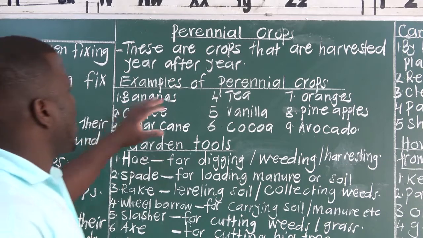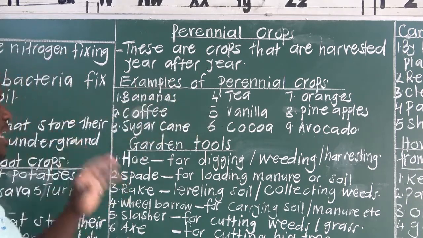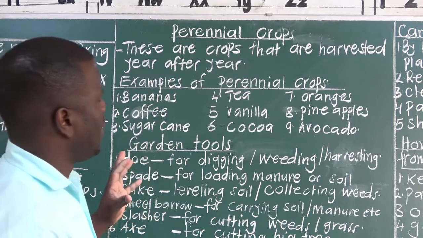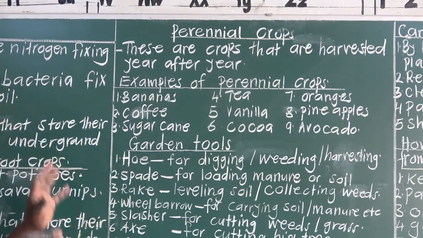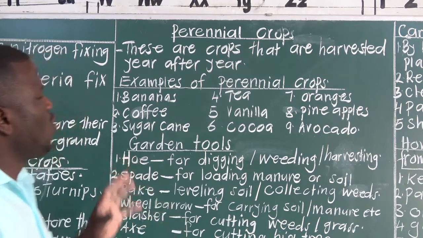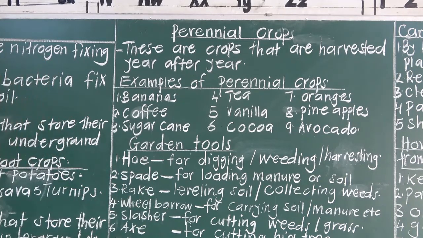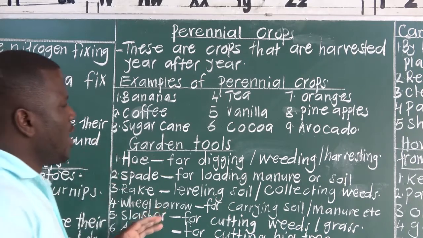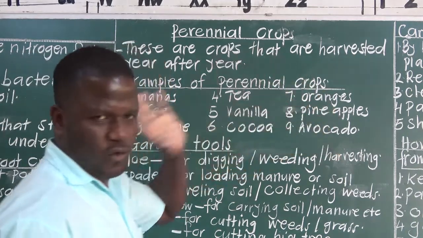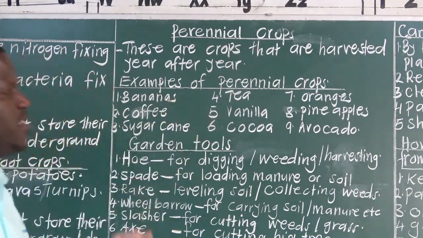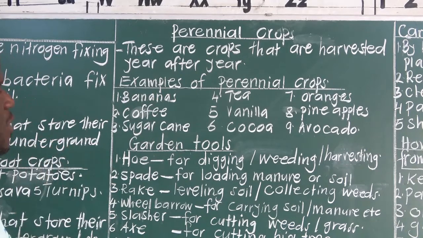Why are bananas grouped under perennial crops? Bananas are harvested year after year. So we have very many examples of perennial crops. We have bananas, coffee, sugarcane, tea, vanilla, cocoa, oranges, pineapple, avocado, and so on. There are so many, so I've just tried to categorize them. We have fruit crops. All fruit crops are perennial crops.